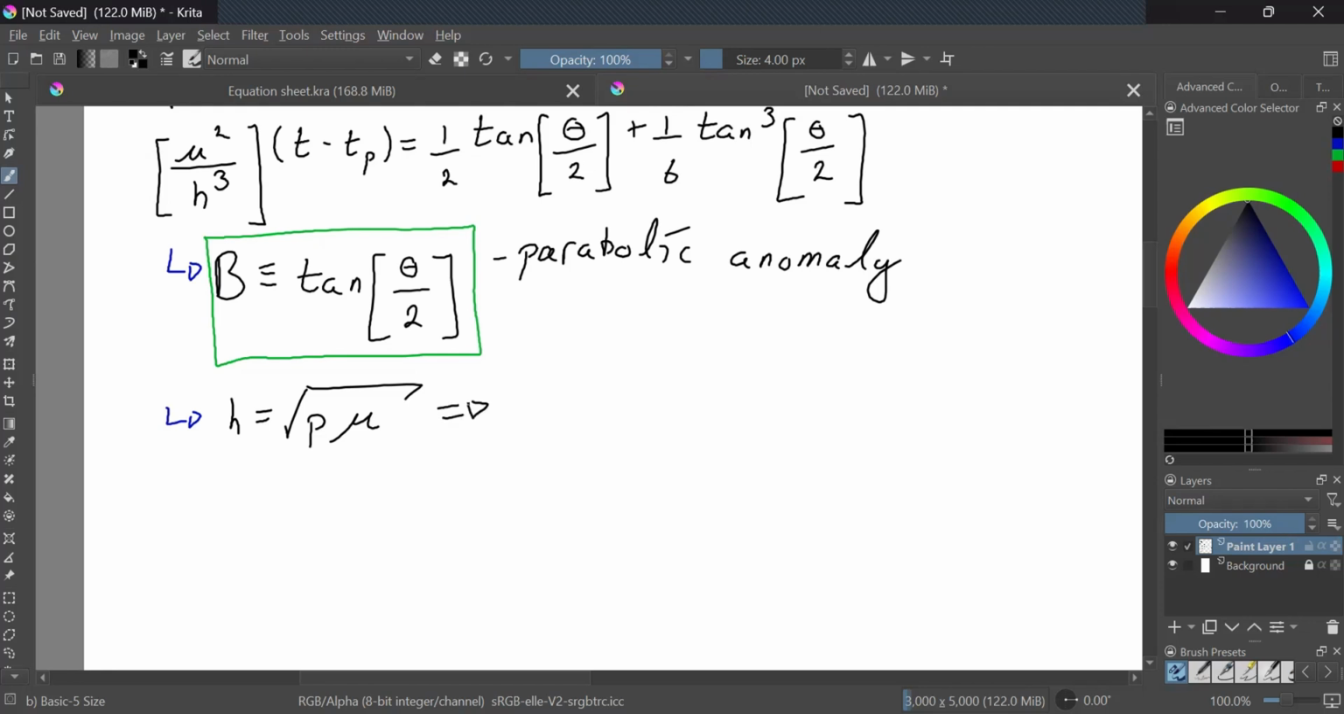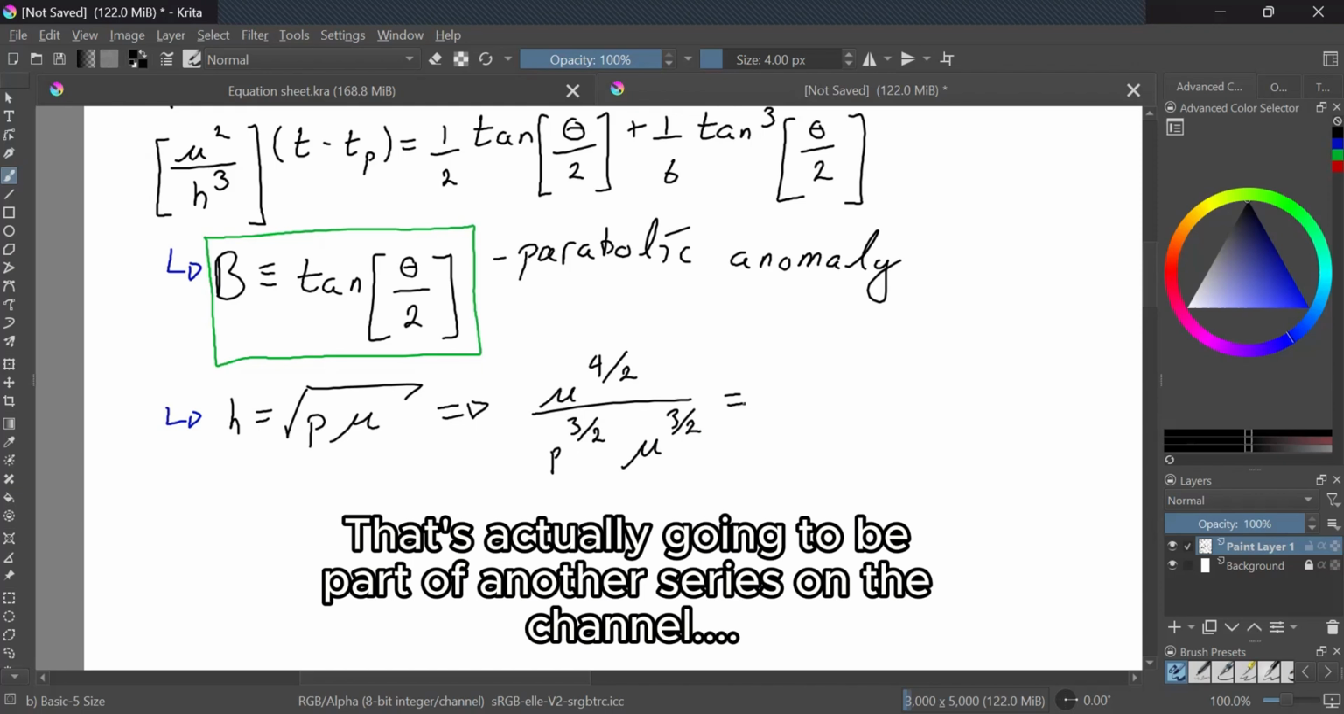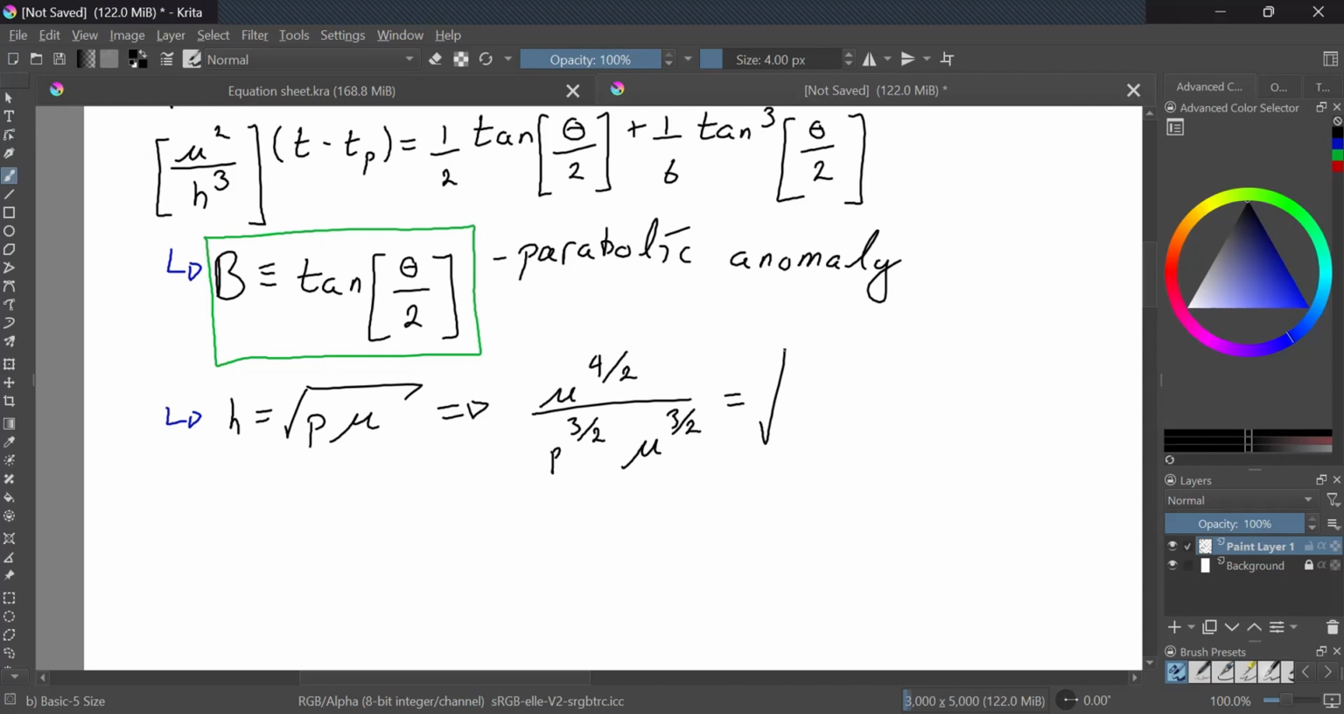which when plugged in over at that term, we have mu squared over h cubed. So that becomes the square root of p cubed mu cubed, which with our exponent math, we will turn into p to the 3 halves and mu to the 3 halves. And once all of your exponent math has been taken care of, I legitimately don't know where matrix math came from. When you have taken care of all of your exponent math, you will have the square root of mu over p cubed.